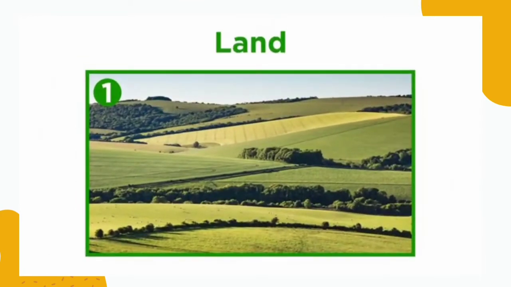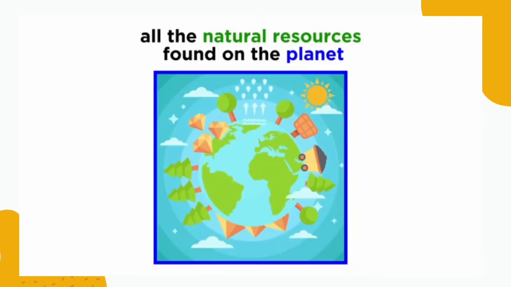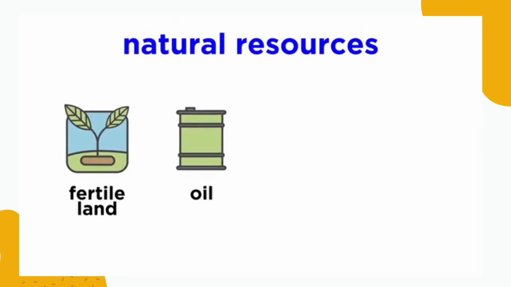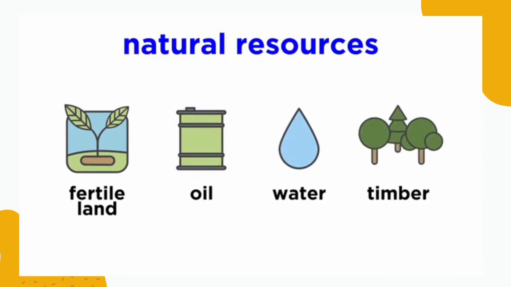First, you need land. Now, sometimes this is literally the land, but when economists talk about land, they are talking about all of the natural resources found on the planet to help make goods or provide services. This could be fertile land for farming, but it could also be oil that comes from deep underground, or water from a river, or timber from forests.